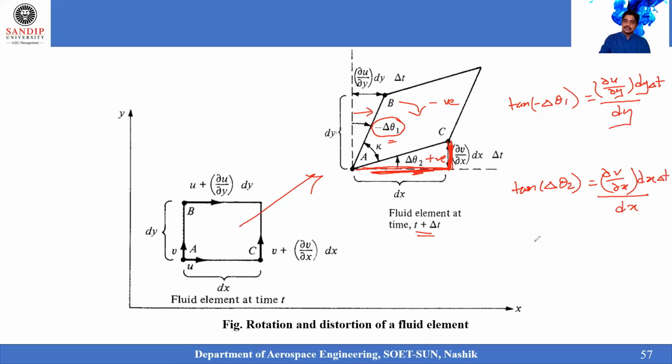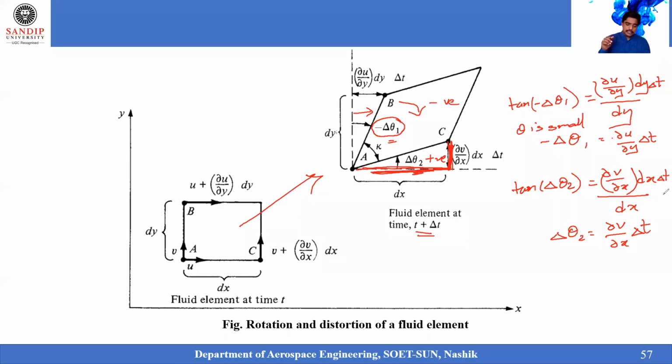So from this I get my resultant. If my angle is very small, if theta is small, then my delta theta 1 will become minus ∂u/∂y into delta t. Here my delta theta 2 will become ∂v/∂x into delta t.